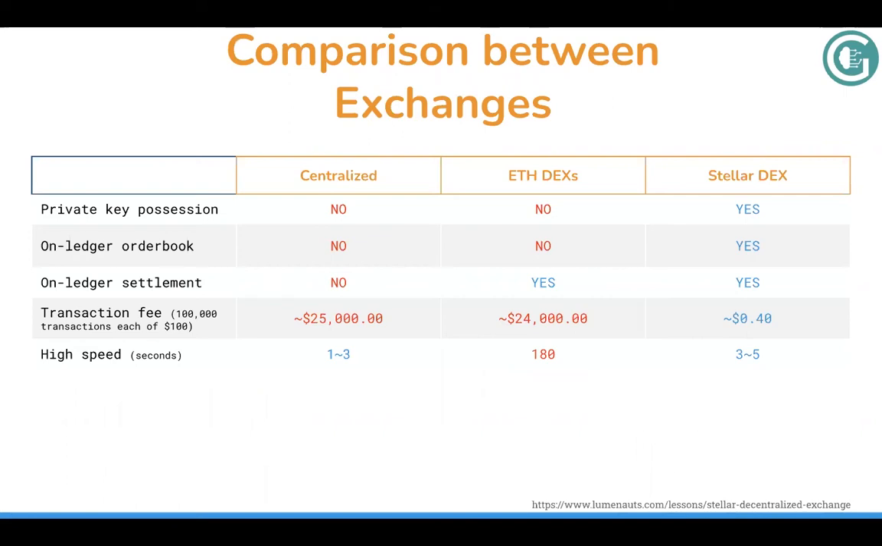Now I would like to compare between different exchanges out there. I know that most crypto users currently use centralized exchanges. And as I mentioned in my previous slide, Stellar comes with a built-in decentralized exchange. So in this slide, I want to focus a little bit on what's good about it. And here I have mainly 5 points. First one is private key position.